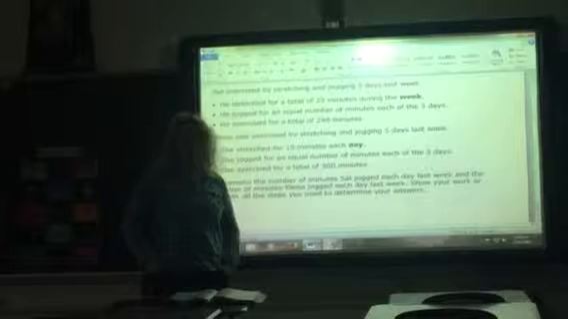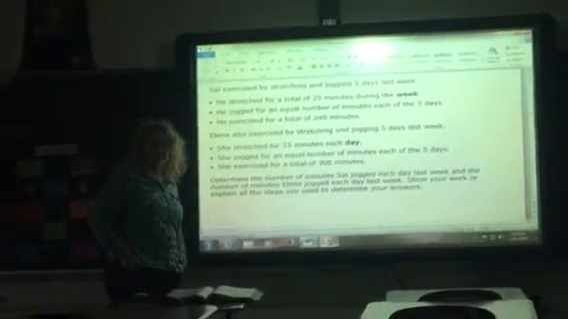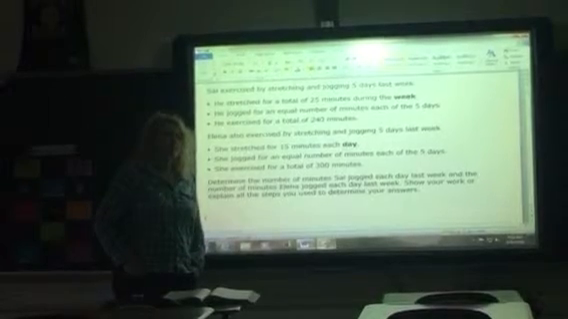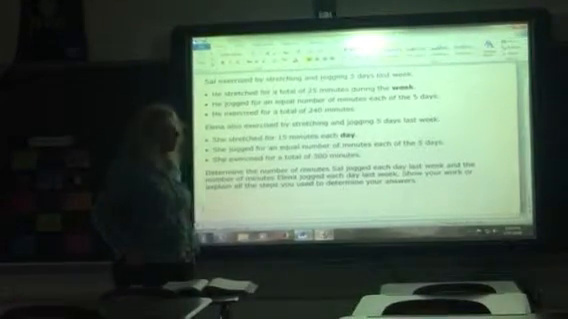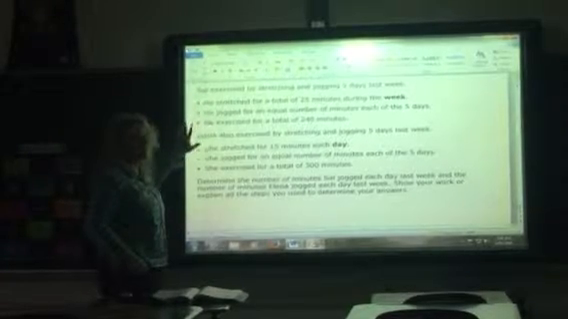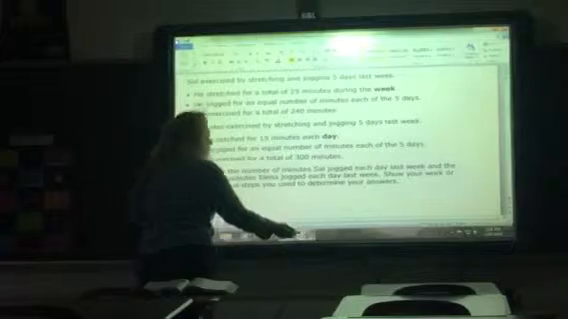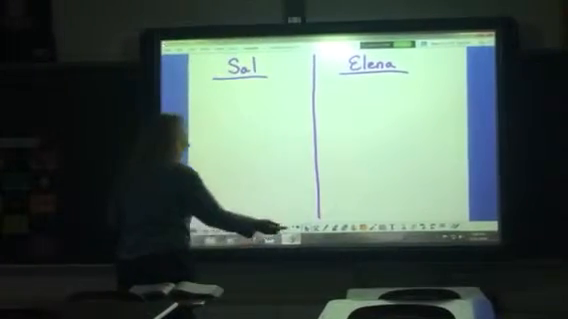All right, so we're going to go ahead and work on this problem together. There are a lot of different ways that we could set up this problem. However, I'm going to approach it as an equation. We're going to set up a 2-step equation for Sal, and we're going to set up a 2-step equation for Elena. We're going to kind of do this back and forth thing. So let's go ahead and take a look at Sal.